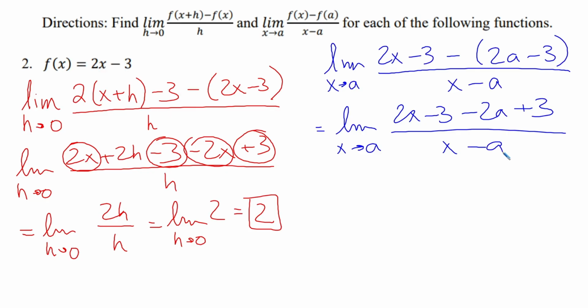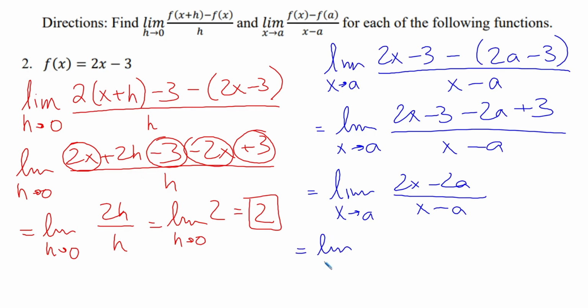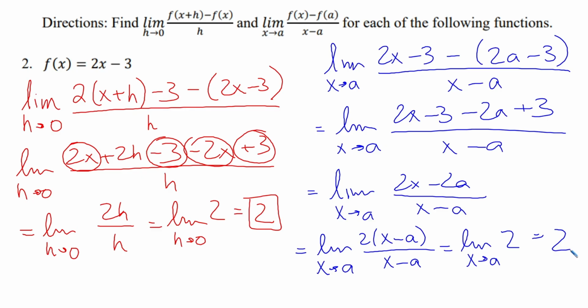And we should see that the minus 3 and the plus 3 will cancel out, leaving us with a limit as x approaches a of 2x minus 2a over x minus a. We then will factor out the 2 from the numerator, so that the x minus a in the numerator will cancel with the x minus a in the denominator. We just have a limit as x approaches a of 2, which of course is just 2.